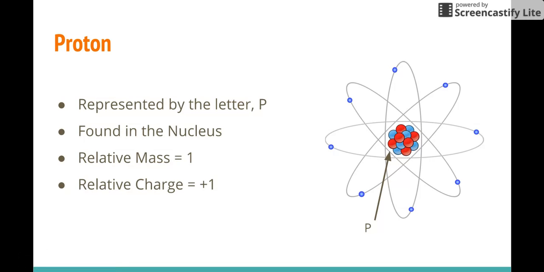Now, we can't get... well, I mean, we do, but we can't mass a proton in our classroom, right? I mean, it's so tiny. So we can just refer to it as one.